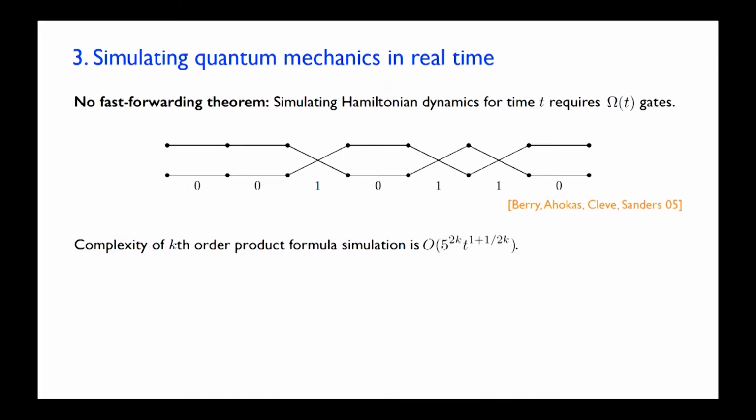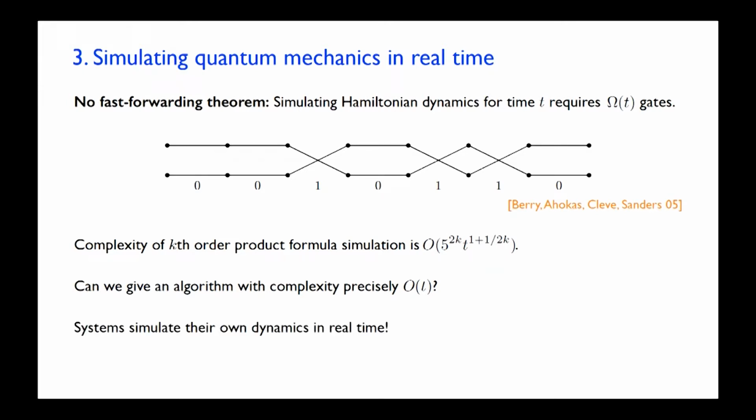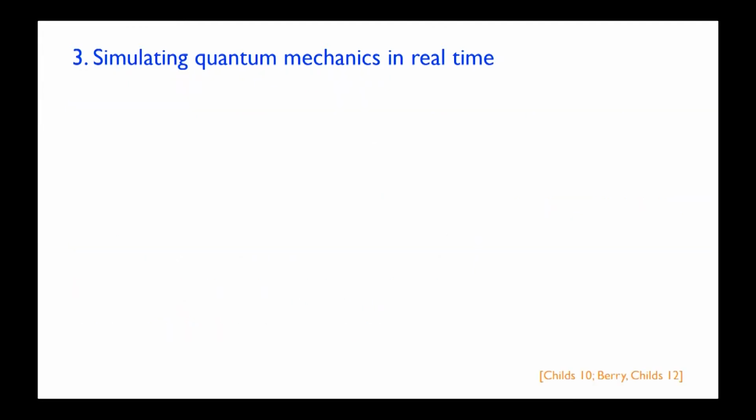Well, as I mentioned before, we can use these higher order product formulas to get closer to linear in t, but with this exponentially growing prefactor, so we can't actually get there. So we can ask, can we really do something which is linear in t? Can we give an algorithm with complexity that's precisely big O of t? And somehow, this ought to be possible because systems are simulating their own dynamics in real time. I mean, if a system evolves for time t, it only takes a time t to get there, right? So, somehow, if we have a computational model that really is universal and describes systems in general, it seems like we ought to be able to do this. And it turns out that this is, in fact, possible.